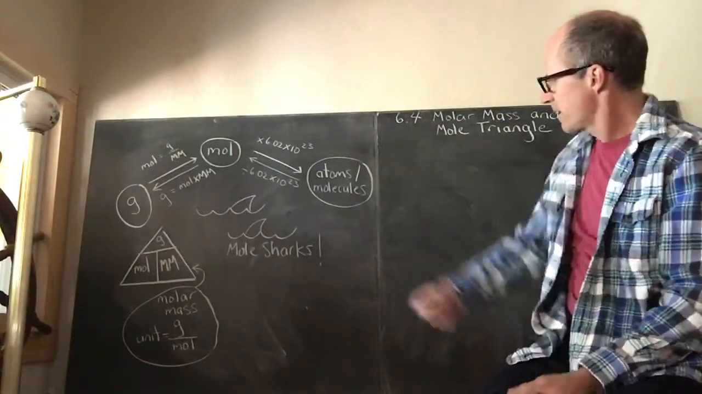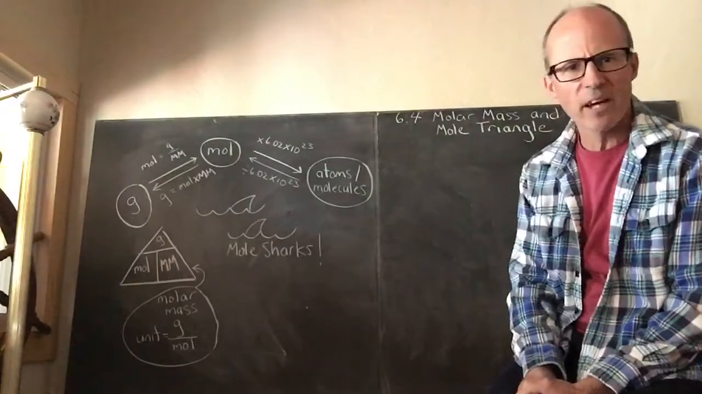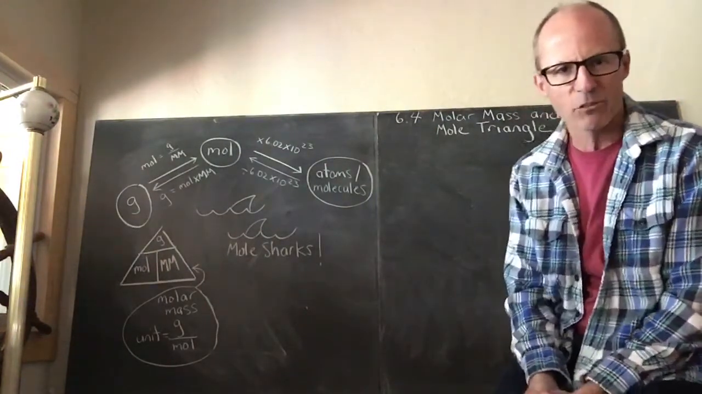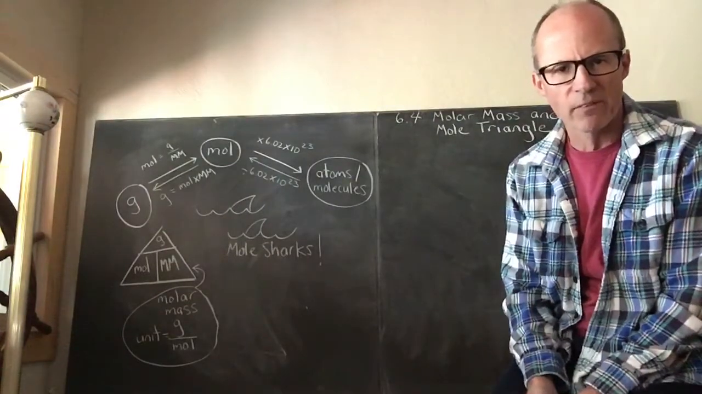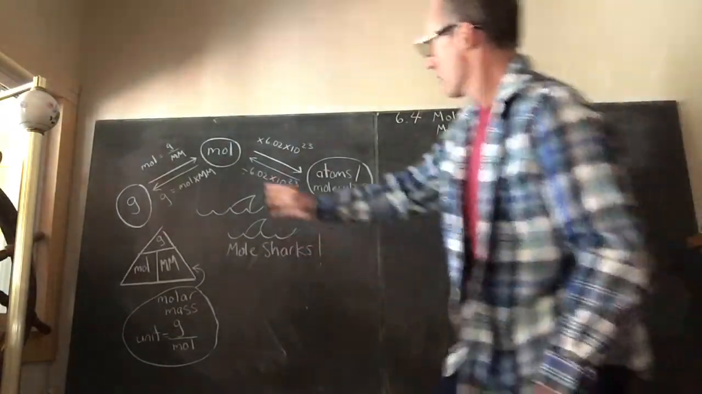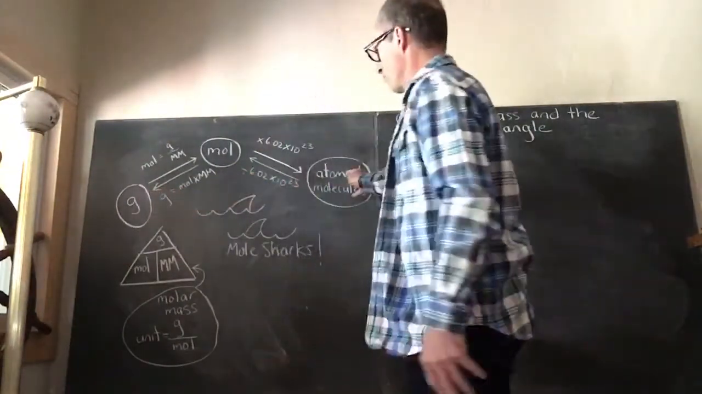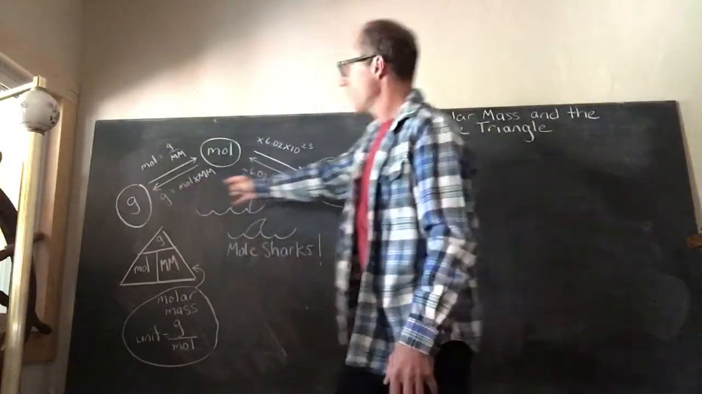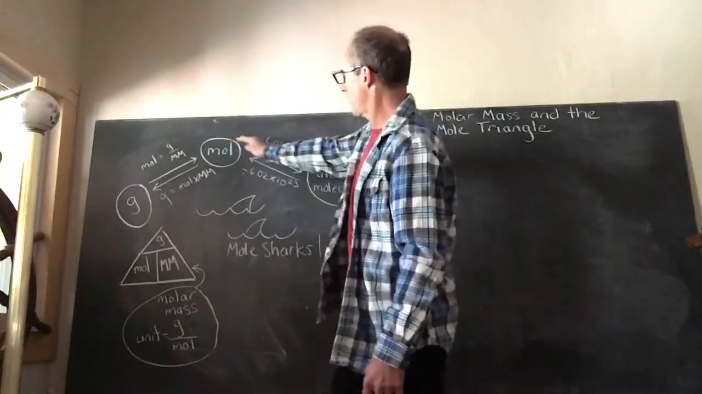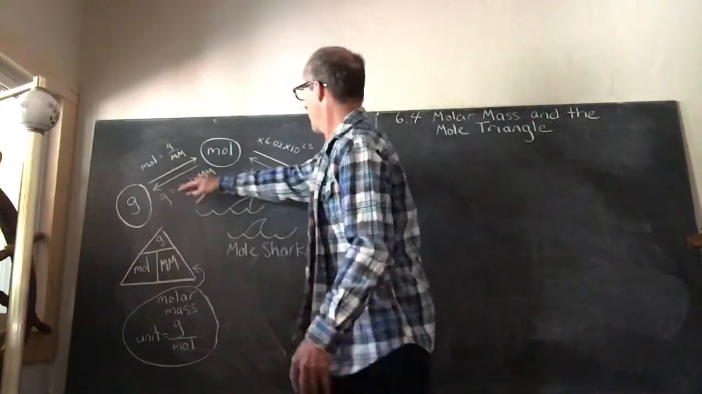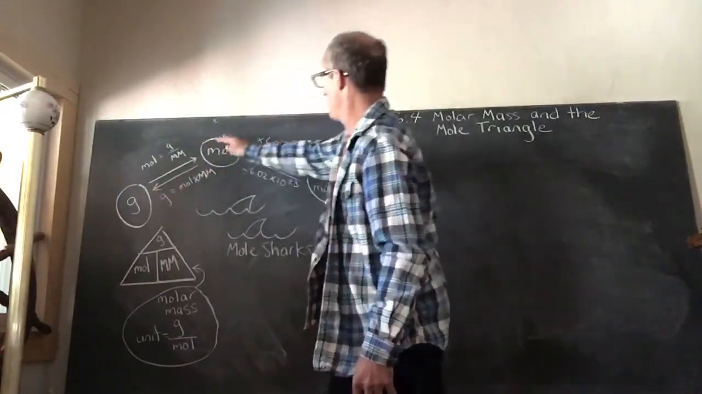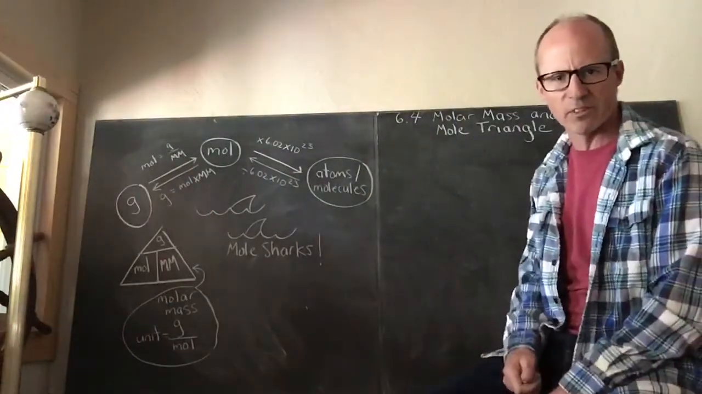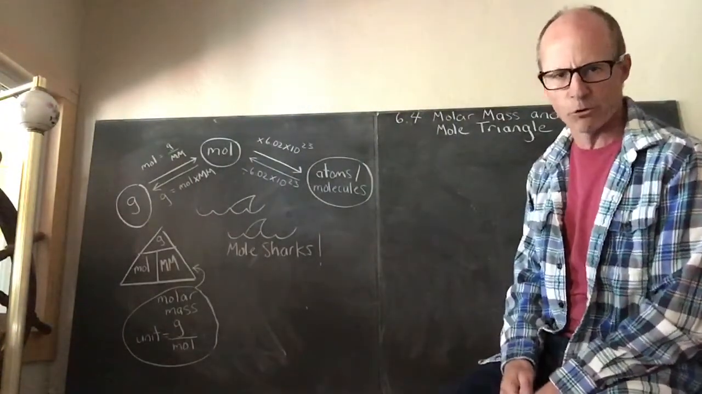So as you can see, I redrew a scaled down version of Mole Land, but I kept the sharks in place just because I wanted to reiterate that you cannot go from grams to atoms directly, and you cannot go from atoms to grams directly. We have to go through Mole Land to get to Mass Land, and vice versa from Mass Land to Mole Land before we can go to Particle Land. So that is a short version of video 2.